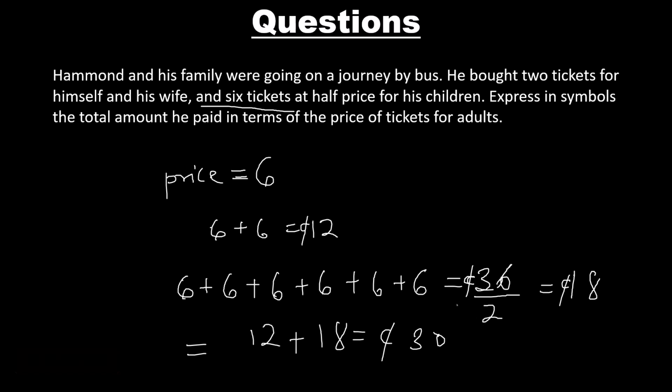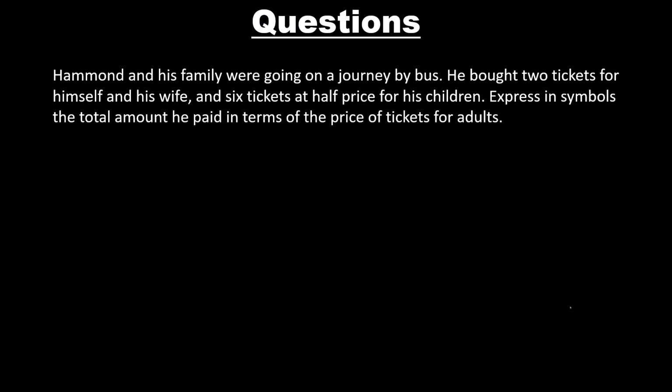Good. This is a straightforward one if we know the price of the ticket. But in this question, we do not know the price. So now let's go ahead and solve this question using symbols only. Remember, we assumed the price of the ticket is 6 cedis. That gives us the total amount he paid to be 30 cedis. But let's solve this using algebraic expression. So let's get back to the question. We are asked to express in symbols the total amount he paid in terms of the price of tickets for all adults. So let's write the solution.